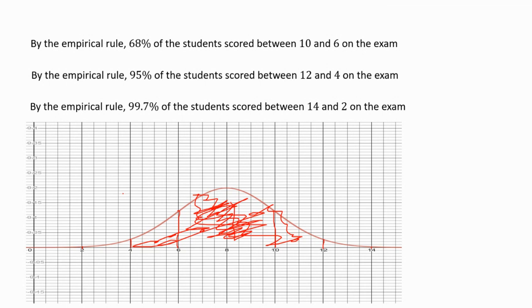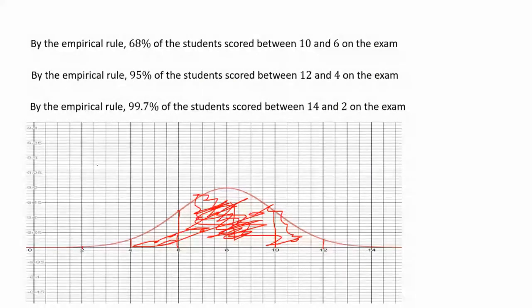So the exam is out of 15, right? And 99.7%, almost the entire class, scored between a 2 and a 14. I'm not saying some students didn't get a 0 or a 15. It's just that very few of them did. The exact amount would depend on how many students there are, of course. That's just a basic demonstration with the empirical rule. So are there any questions about this?